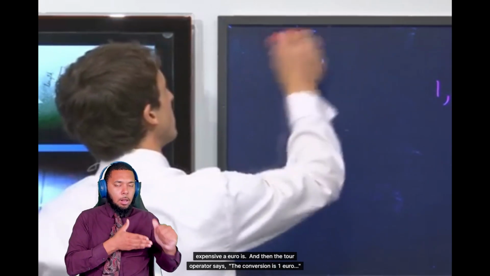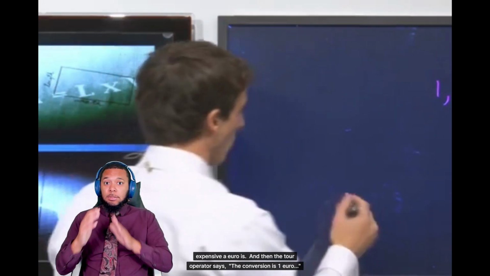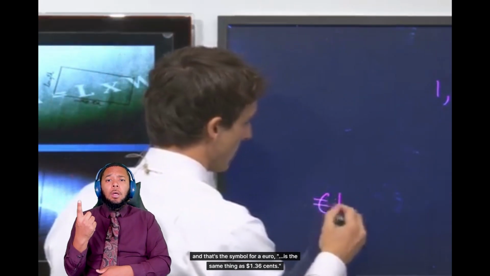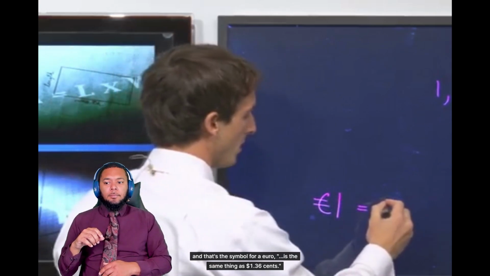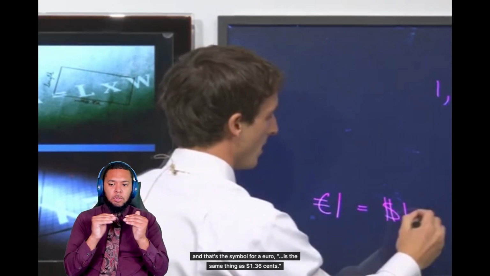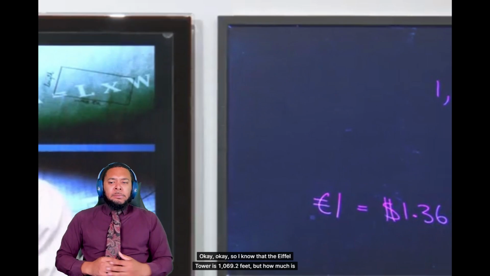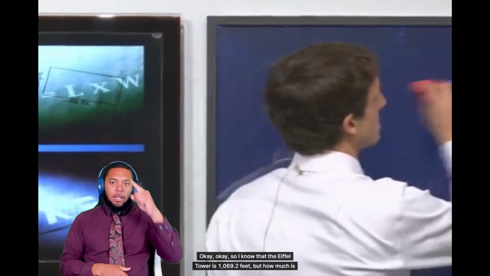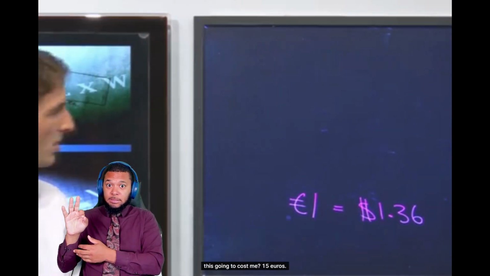And then the tour operator says, the conversion is 1 euro, and that's the symbol for a euro, is the same thing as $1.36. You say, oh, okay. So I know that the Eiffel Tower is 1,069.2 feet, but how much is this going to cost me? 15 euros.